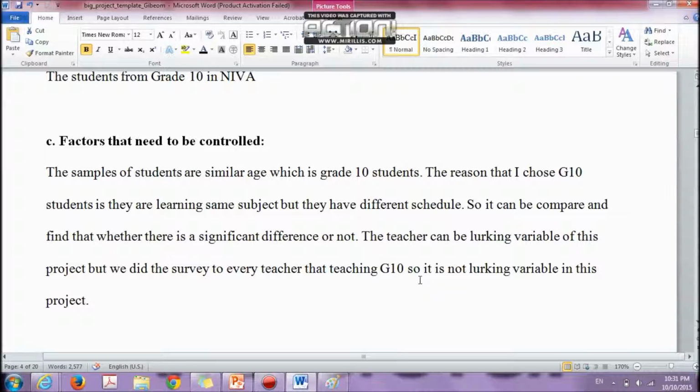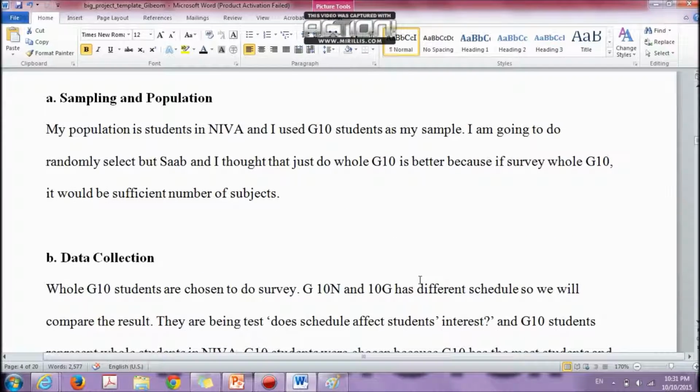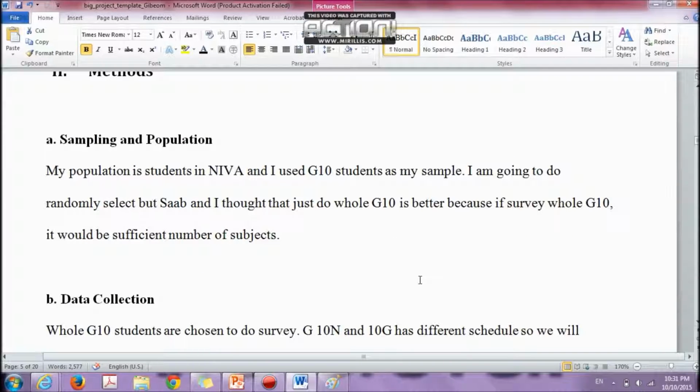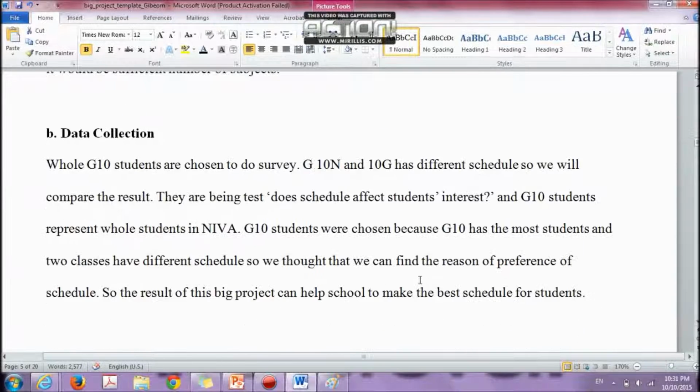I needed to control some factors. For the survey, I needed to pick classes that have similar age and the same subject. Teachers can affect students' interest, but in this project, I excluded it because it takes time for students to know about teachers. My project population was NEVA students and the sample was grade 10 students. I collected data by doing the survey. There were 3 questions.